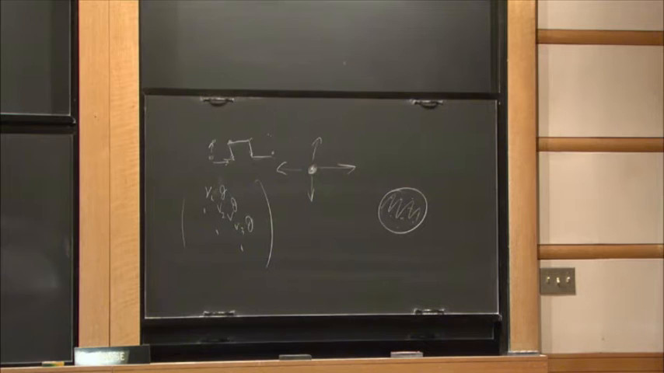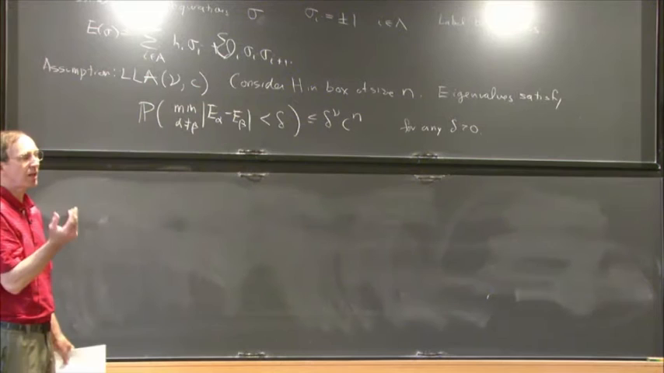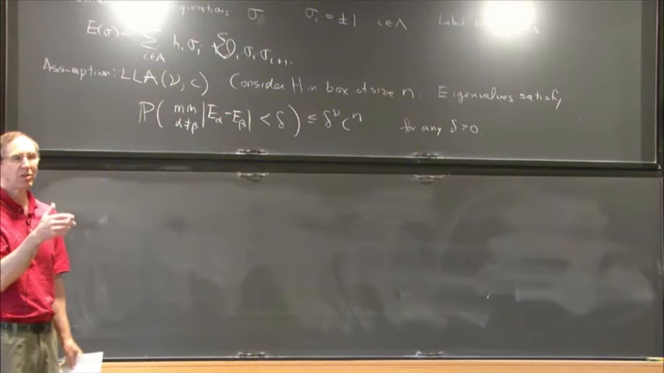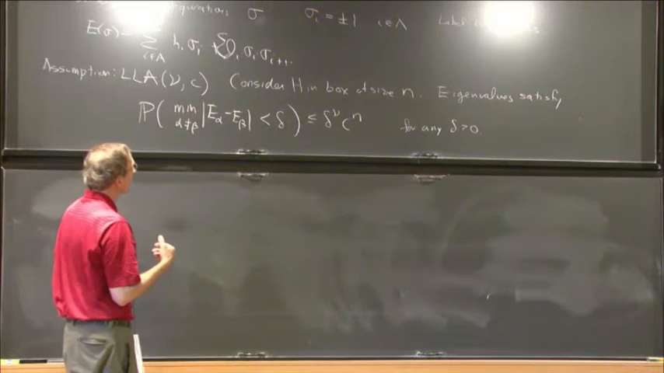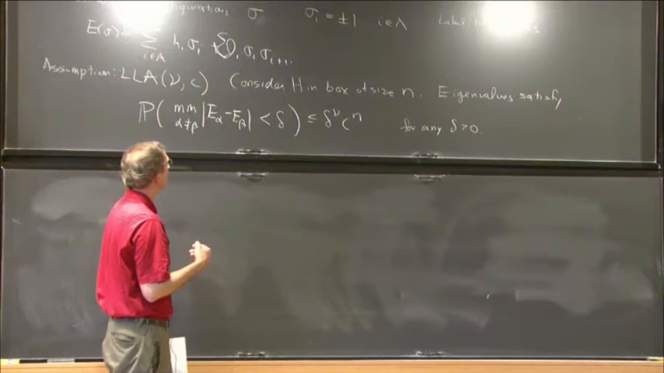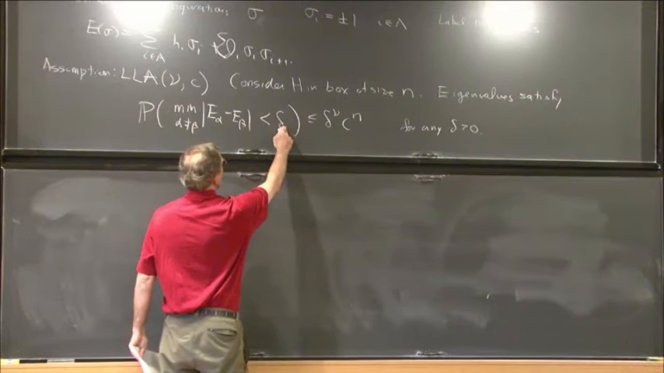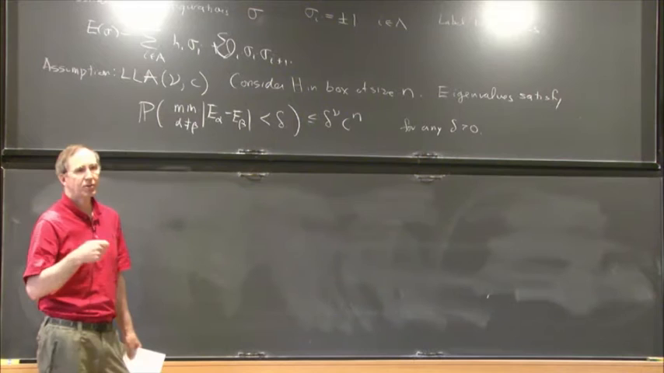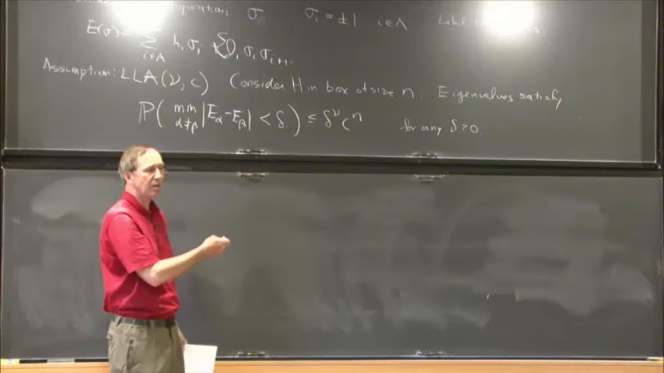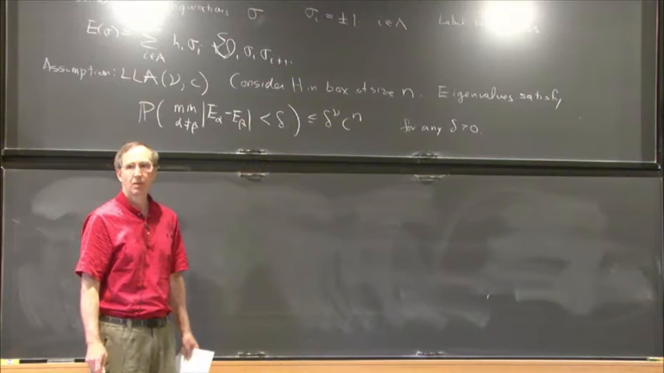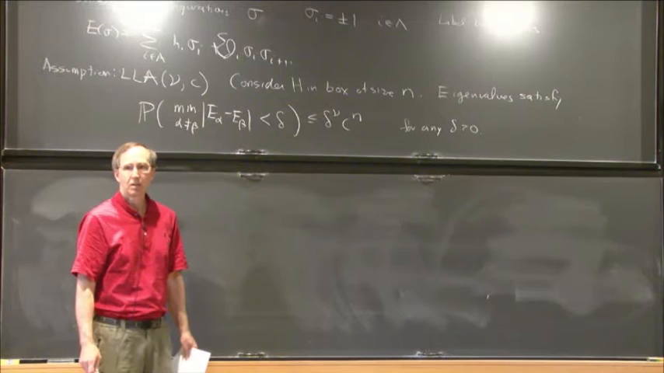Yes. So in a box of size n, there are 2 to the n eigenstates. So if you want to talk about pairs, maybe there's 4 to the n pairs. You want to put it in here. Yeah, but you can just rescale delta and put it over there. Delta goes to delta over C to the n. Since we're assuming this for every delta bigger than 0, it doesn't matter where I put the C to the n. It doesn't matter how big the C is on the right-hand side. Right.